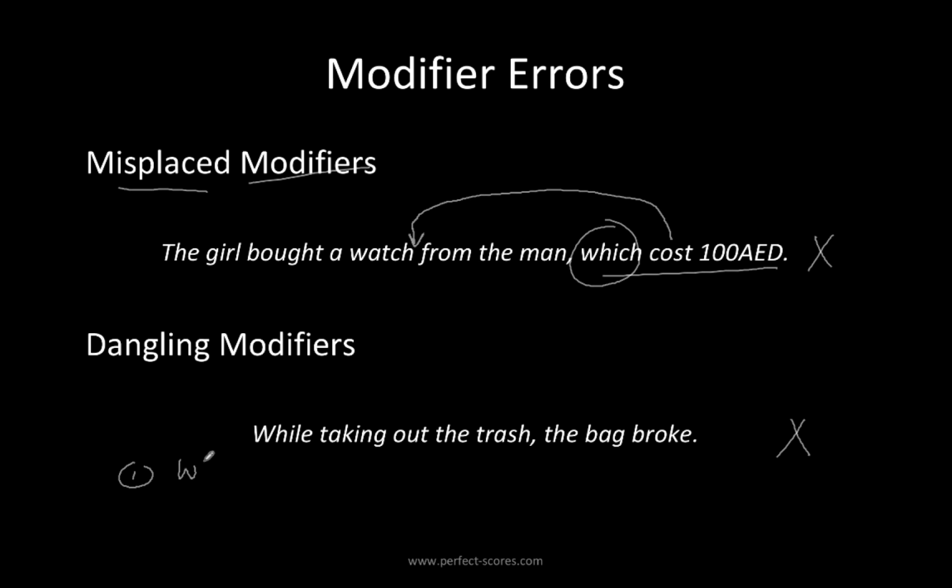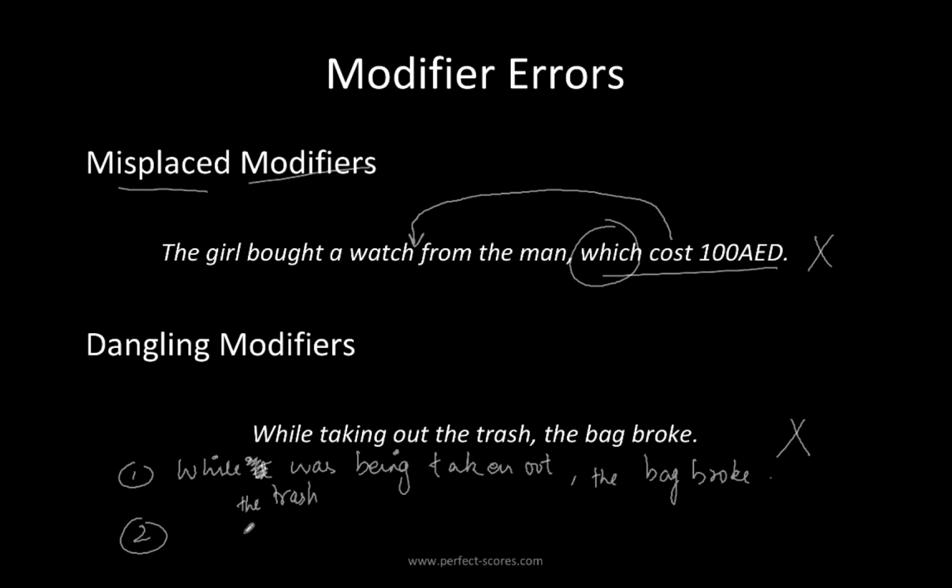So you can write, while it was being taken out, or let's say, while the trash was being taken out. So in this case, we don't need to refer to any person. We can simply just write it in the passive voice. While the trash was being taken out, the bag broke. So there's no need of adding any person's name. Or if you have another option, you can add a person's name. While I was taking out the trash, the bag broke. So there are 2 options and you can use whichever one of them is given in the options of your question.